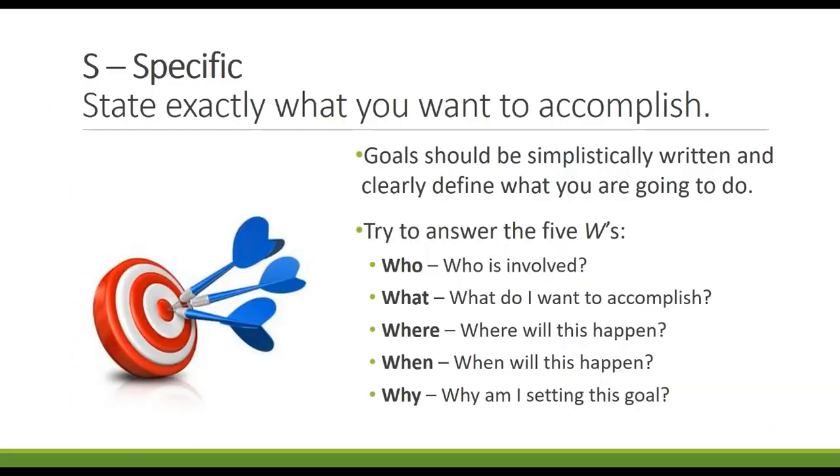S for specific. This means that you should state exactly what you want to accomplish. Goals should be written simplistically and should clearly define what you are going to do. They should be specific enough to explain the 5 W's of the goal. Who, what, when, where, and why. Who is involved? What do I want to accomplish? Where will this happen? When will this happen? And why am I setting this goal?